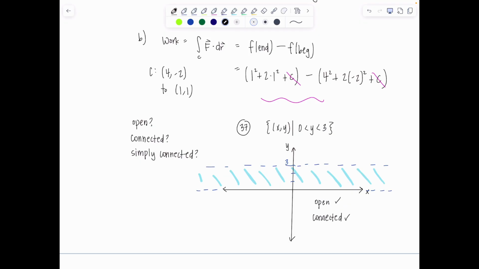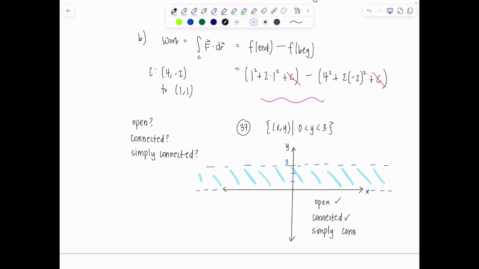Is it simply connected? Can you draw a simple closed curve and contain points that are not in D? No. If the curve is in D, some simple closed curve, there's no way you're going to contain points in there that are not in D. There are no holes, basically. So it's simply connected.